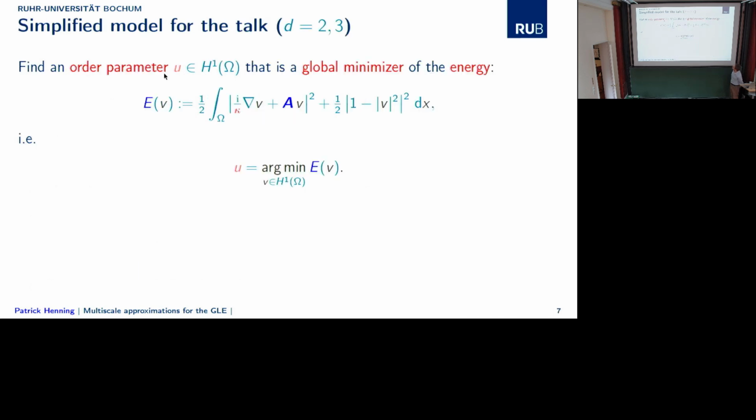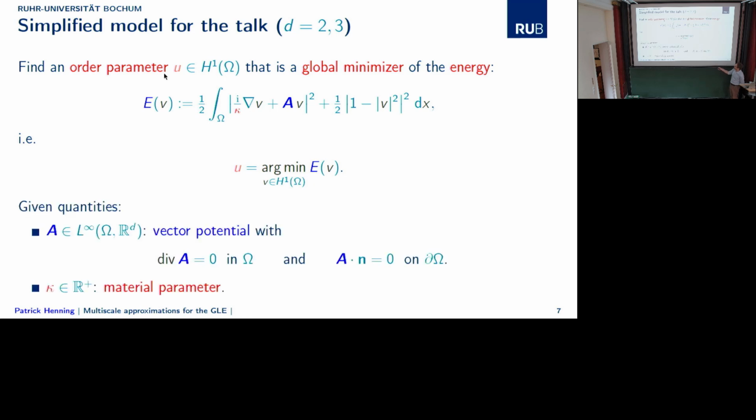Okay, so here's a simplified model. Energy, the same one as before, just the last two terms are dropped. We minimize for u, and now what is given is not the external magnetic field, but the vector potential, which is divergence-free and has a vanishing normal trace. Remember, this is what we know already a priori from this review article, and the material parameter.